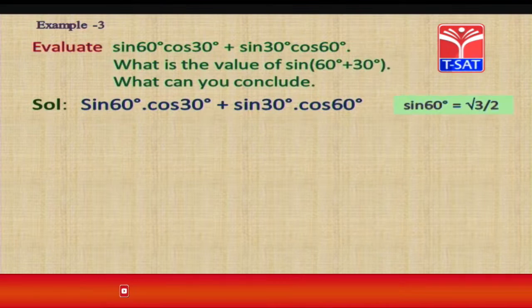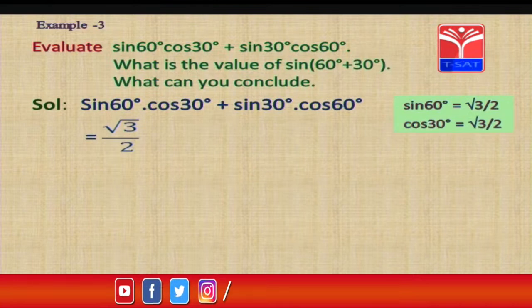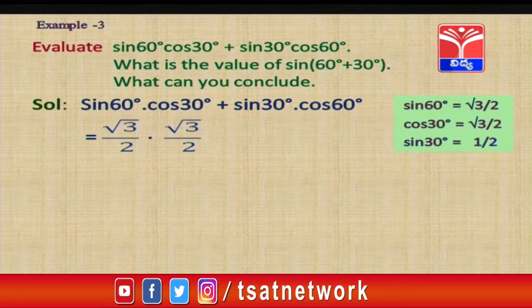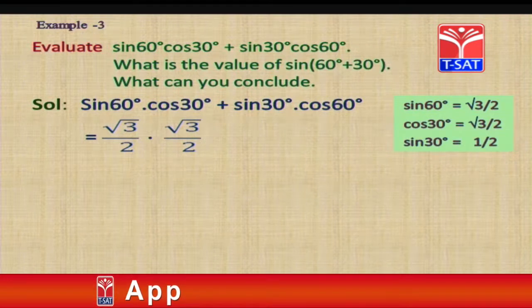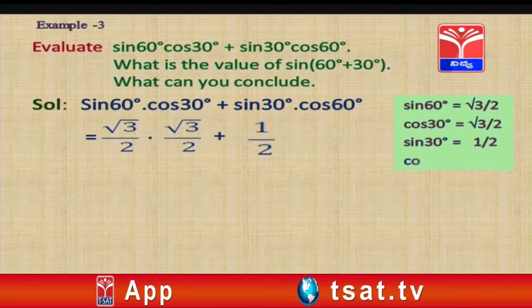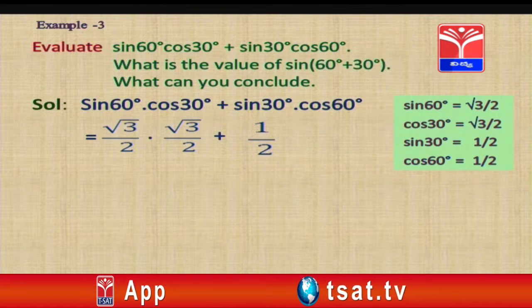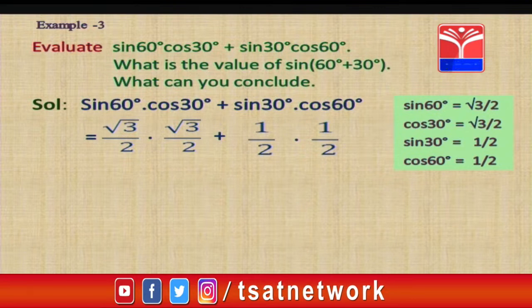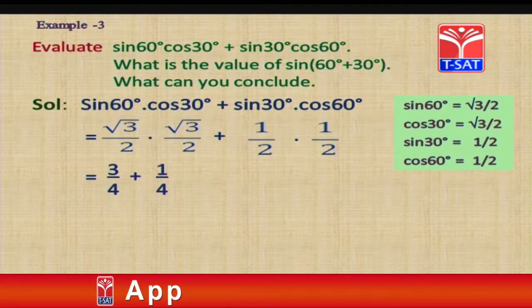Please see. Sin 60 is how much? Root 3 by 2. So, I am going to write root 3 by 2. Cos 30 is root 3 by 2. So, again into root 3 by 2 plus sin 30 is how much? 1 by 2. So, I am going to write here 1 by 2. Cos 60 is 1 by 2, into 1 by 2. Now, you are able to see root 3 by 2 into root 3 by 2 plus 1 by 2 into 1 by 2. If you multiply them, what you will get here? 3 by 4 plus 1 by 4.